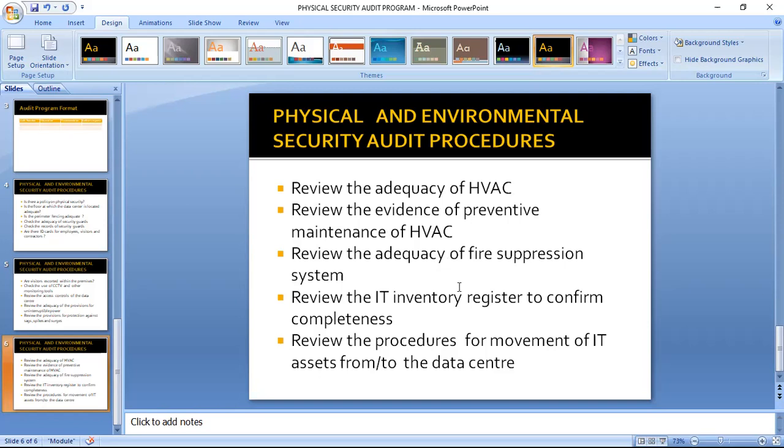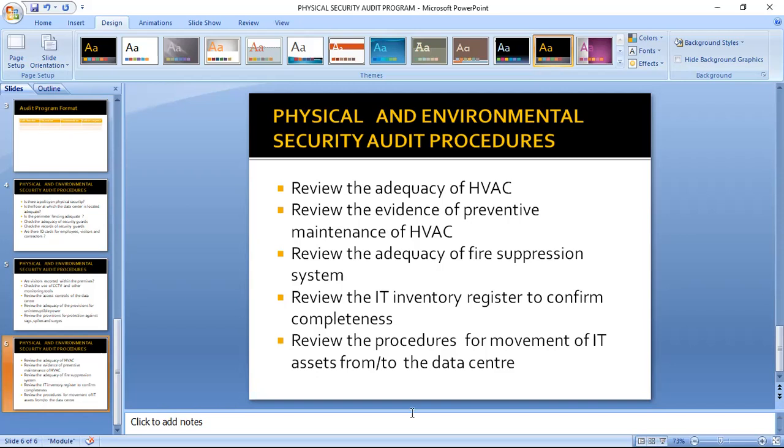Then review the IT inventory register to confirm completeness. You want to confirm that every asset in the data center is in the IT inventory register. Then review the procedures for movement of IT assets from or to the data center. Can somebody just walk in and say, I need this system, and just move it like that? You want to see the authorization procedures and documentary evidence when there is a need to move an IT asset from or to the data center.